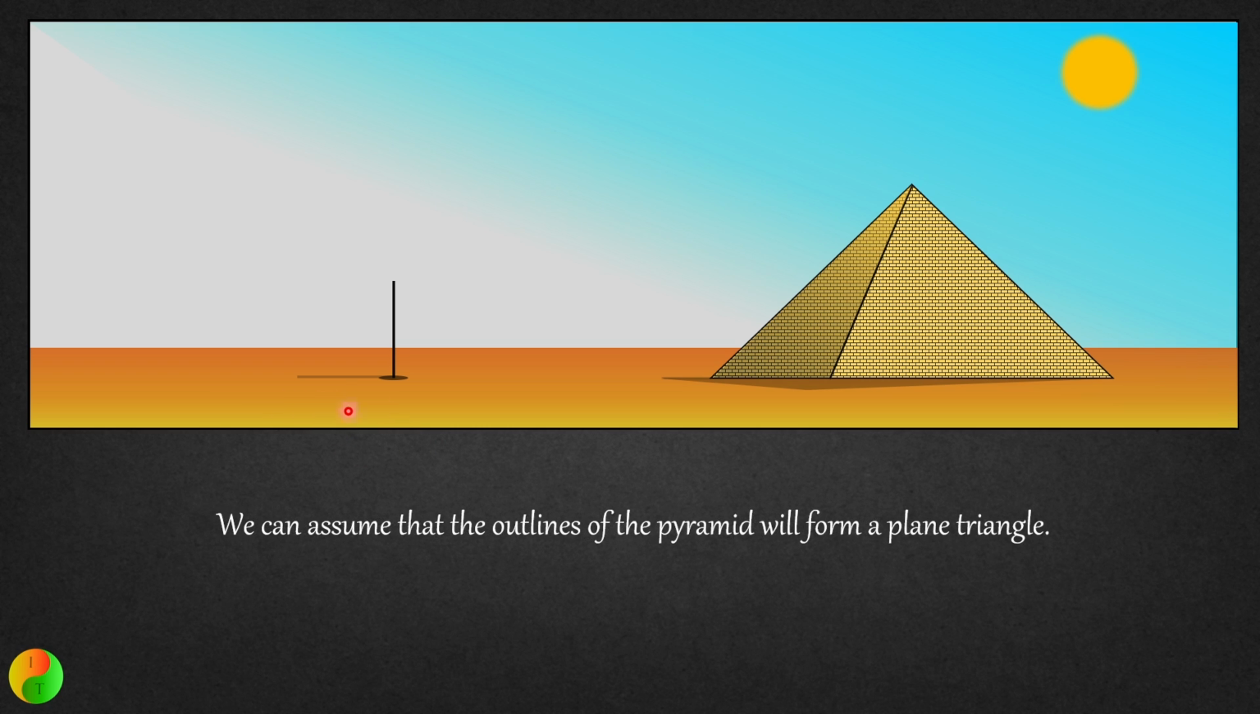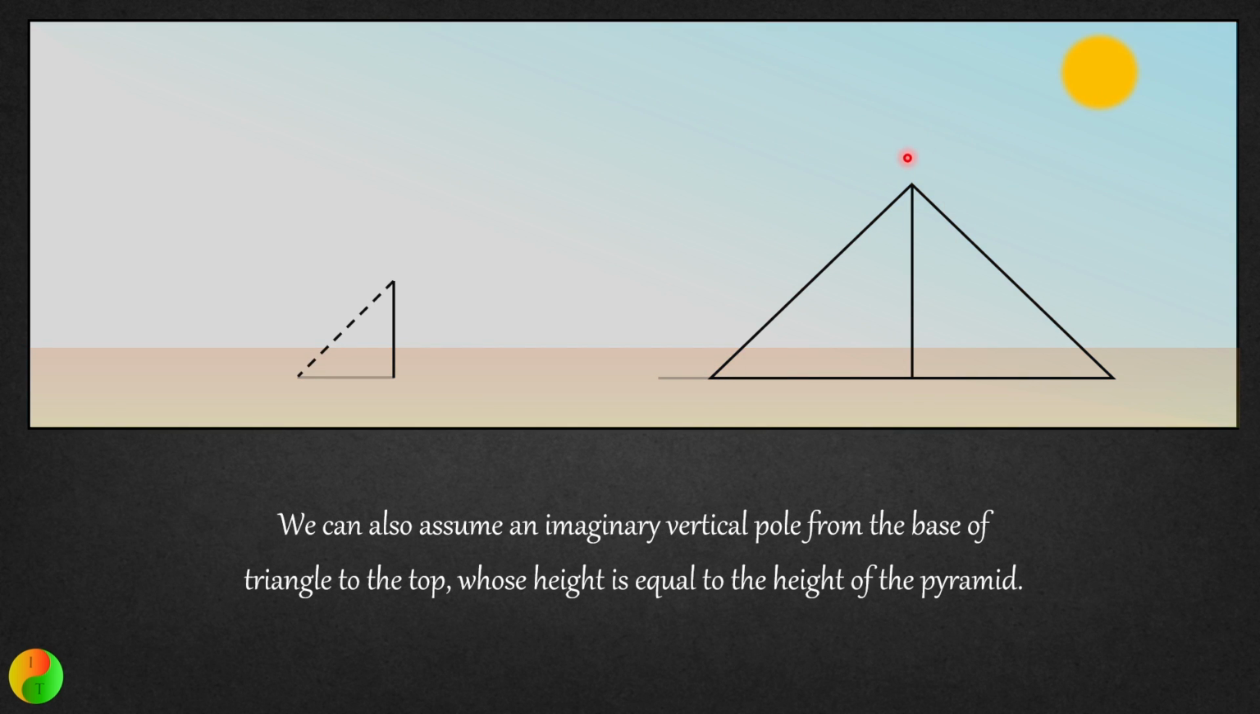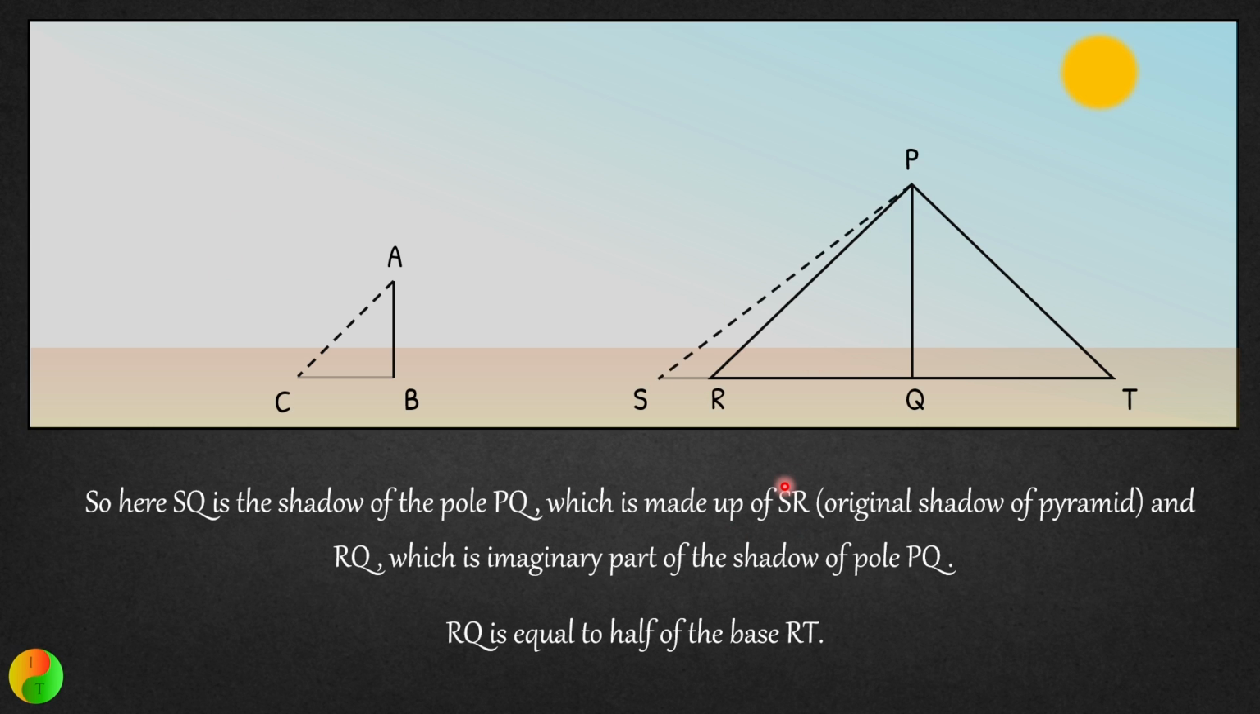We can assume that the outlines of the pyramid will form a plane triangle. We can also assume an imaginary vertical pole from the base of the triangle to the top, whose height is equal to the height of the pyramid. For our geometric convenience, let's name these points. So here, SQ is the shadow of the pole PQ, which is made up of SR, the original shadow of the pyramid, and RQ, which is the imaginary part of the shadow of the imaginary pole PQ. You can see that RQ is equal to half of the base RT.